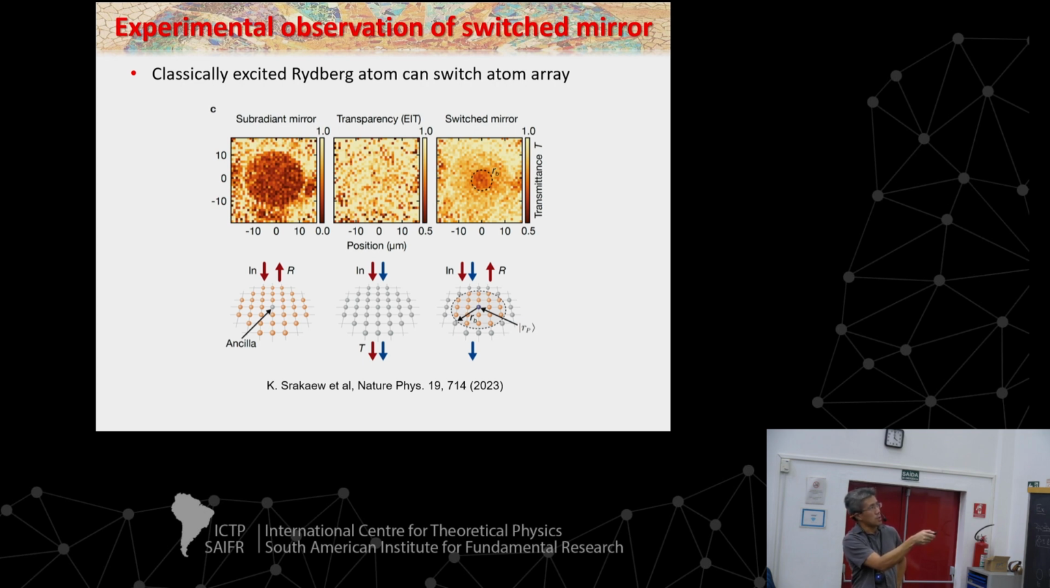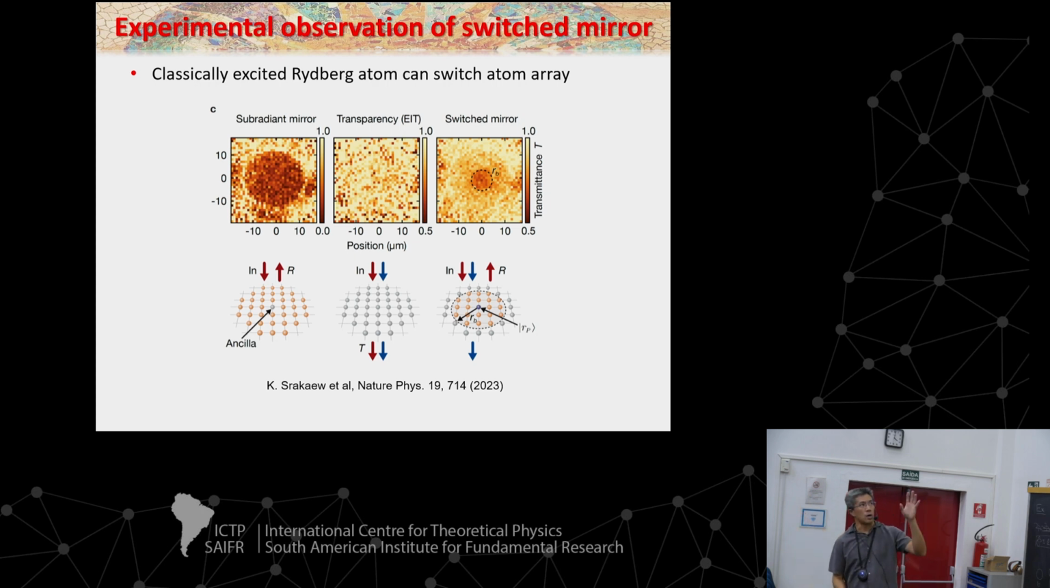You shine in light, you get this very high reflection. Then what you can do is you can take this one ancilla. So this is just 2-level atoms. You can instead do EIT on the same lattice, then you get perfect transmission. And then if you try to do EIT, but you flip one atom to a Rydberg state, you see that around the Rydberg atom, all those atoms actually become reflecting again. So this one flipped atom is able to create a mirror over a macroscopic region.